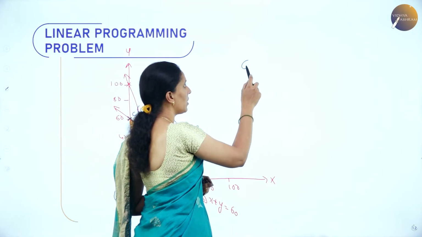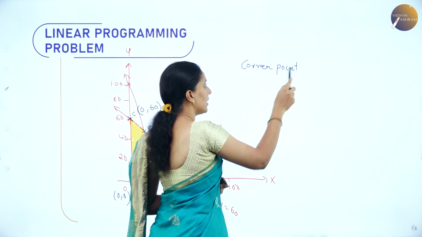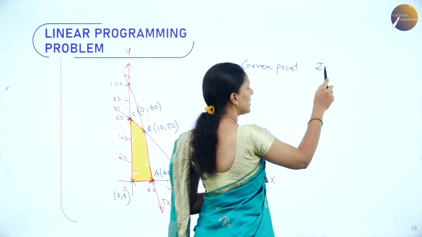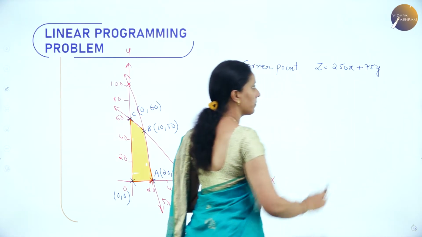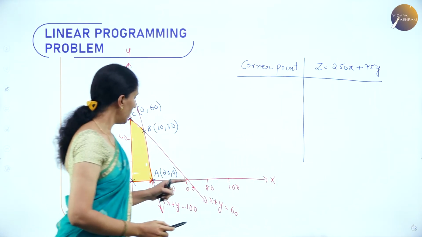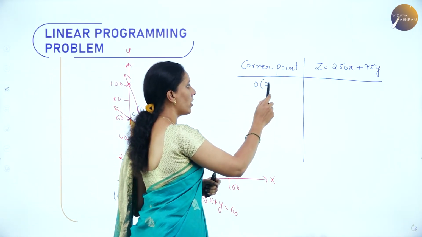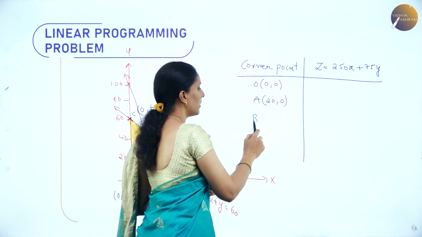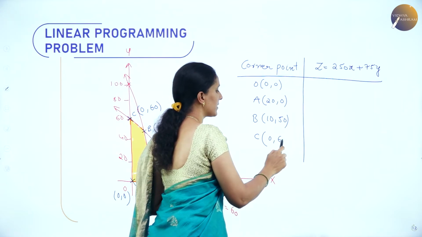Once you have all the corner points, you are going to substitute in a table. So what is that table? We call it a corner point table. We have 2 columns here, where the first column contains the corner points and the second column contains the solution for the linear function. Now here you are going to write all corner points. We have origin (0, 0), A (20, 0), B (10, 50), C (0, 60).